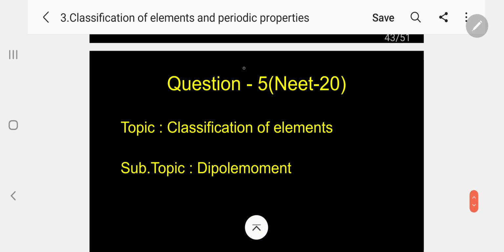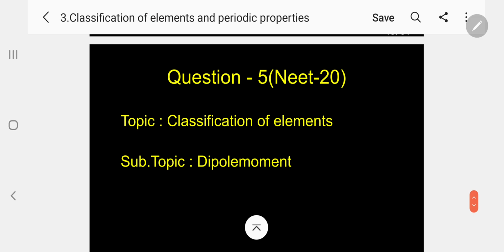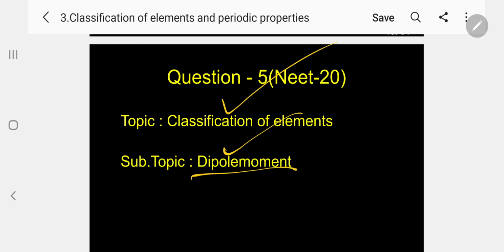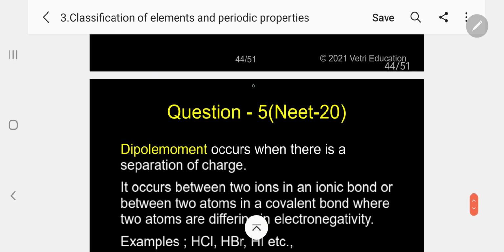It is not given in our book, but I will explain. This question is asked under the classification of elements, specifically periodic properties. Dipole moment is an extra. Even though it is not included in the periodic properties, it is an important property. It is asked, it is necessary, you have to memorize. Let me explain what dipole moment is.